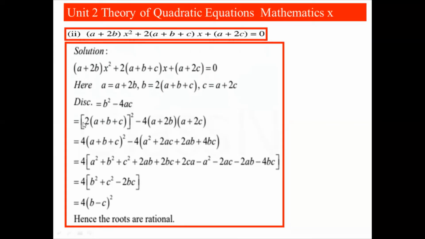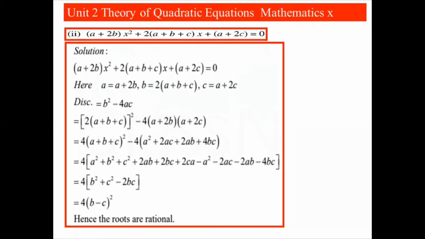Now the square of 2 is 4, and we have to write this (a plus b plus c) whole square minus 4. Now we have to multiply this with this. After multiplication, we have this form. Now we know the formula of (a plus b plus c) whole square is equal to a square plus b square plus c square plus 2ab plus 2bc plus 2ca. And here we have taken 4 as common. Here we have to multiply this minus sign with these values. After multiplying with the minus sign, we have minus a square minus 2ac minus 2ab minus 4ac.